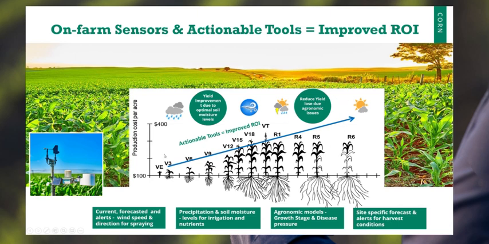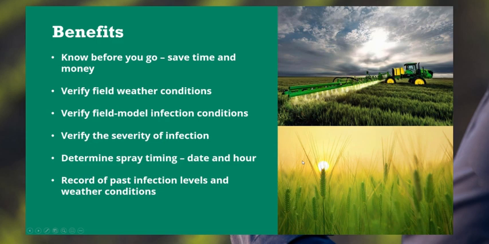It also improves things like looking at soil moisture for optimal yields for the crop. So we can improve our yield outlook by having better tools throughout the entire growing season to optimize our cost of production per acre. So the benefits from here, you really know, and before you go, you save time and money before you go to the field to know if you should spray.